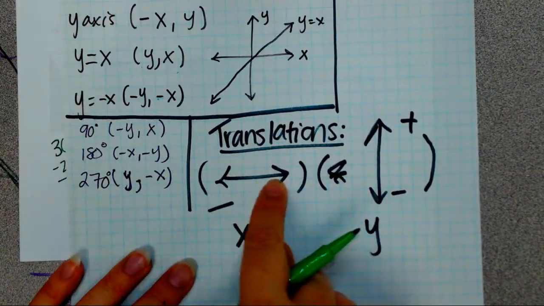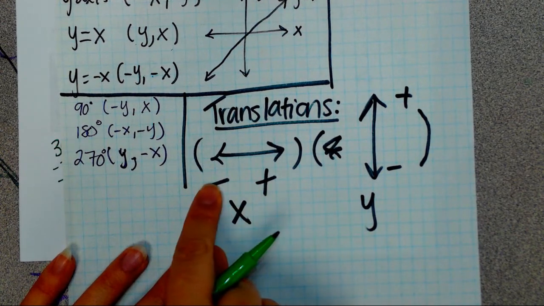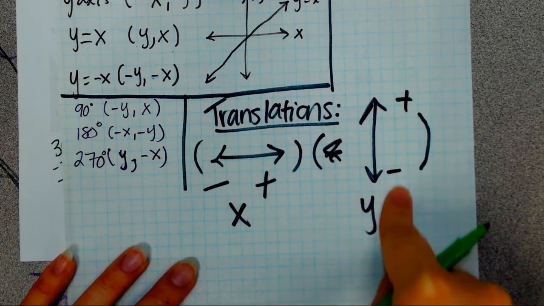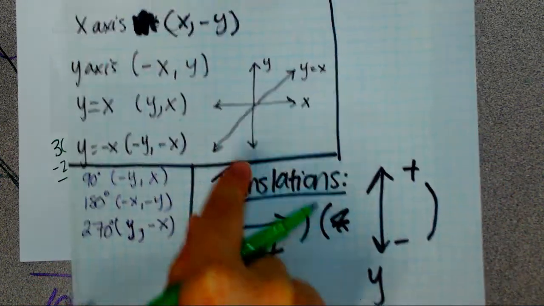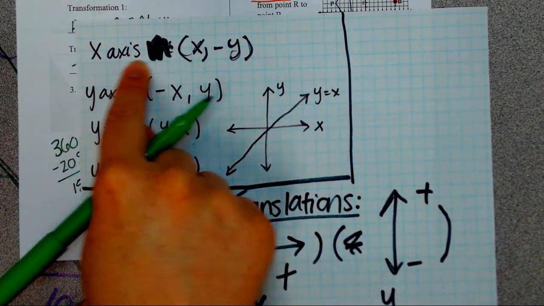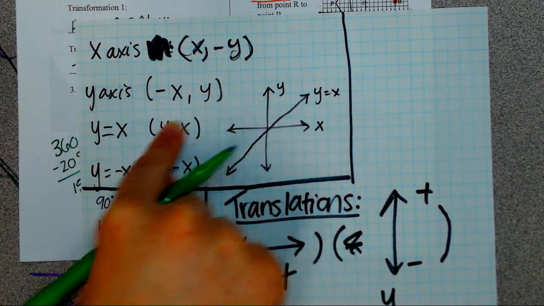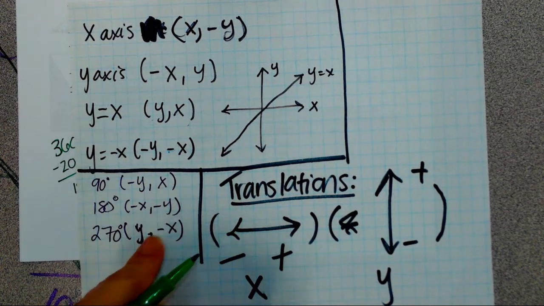So here are your rules for translations. If it's x, that's moving left or right. Left is subtracting, right is adding. For y, that's moving up and down. Subtracting is down, adding is up. These are your reflection rules. The x-axis is (x, -y). The y-axis is (-x, y). These are y equals x and y equals -x. And here are your rotation rules.